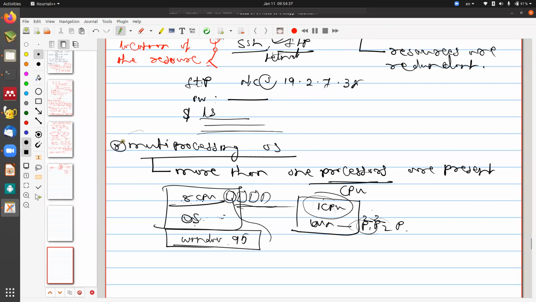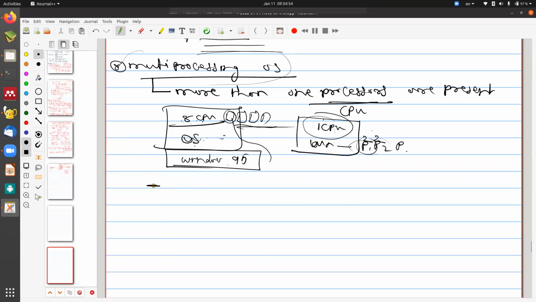So that's why the multi-processing operating system plays an important role. And your Ubuntu, all these new operating systems, support multi-processing, meaning they can handle more than one CPU at a time. And this multi-processing operating system is basically of 2 types. One is called the shared memory multi-processing OS, and another one is called the distributed memory multi-processing OS. So what happens in this case?